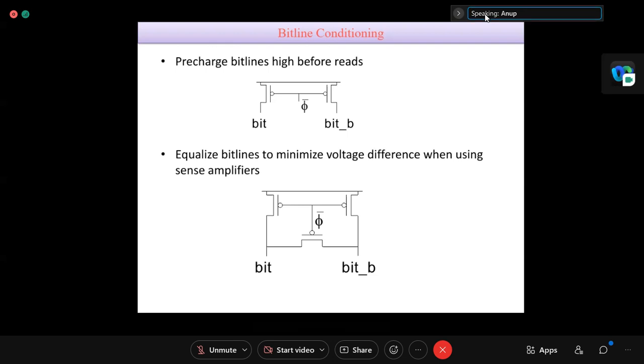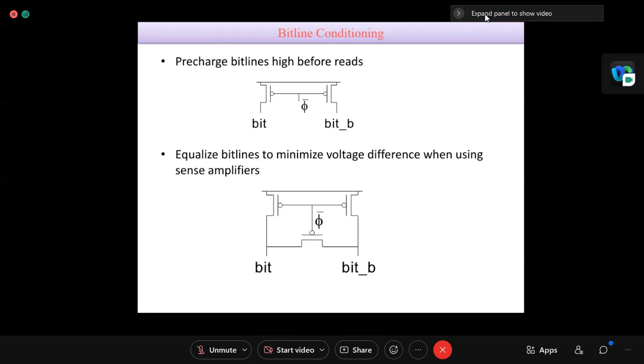Again, to optimize that one, in the lower figure, we have introduced another PMOS. So how to make bit and bit-bar exactly equal? In words, though, I have said you just apply VDD by 2. But how to apply VDD by 2? How will you get VDD by 2?